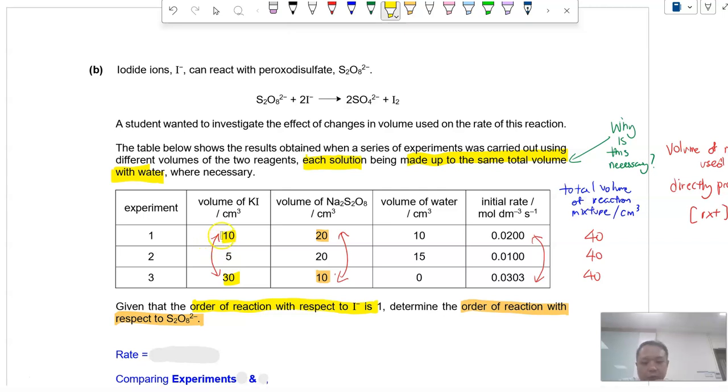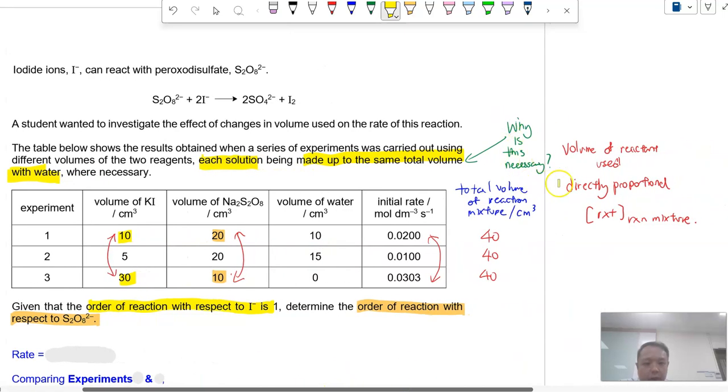discontinuous method in which we do multiple runs of the experiments and see how the change in your reactant concentration affects the rate. Okay, so over here there's one part I mentioned: each solution is made up to the same total volume with water when necessary. So the question is, why is this necessary? This you have encountered in your practical.